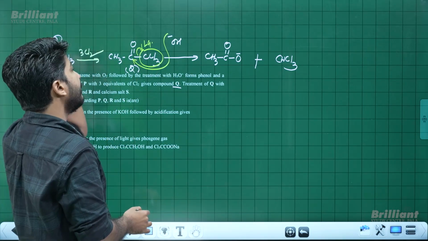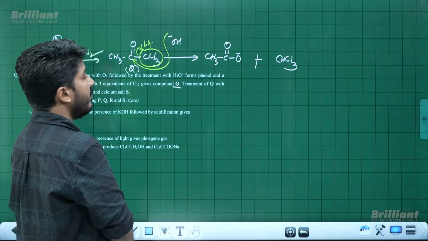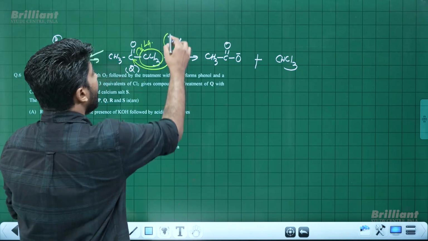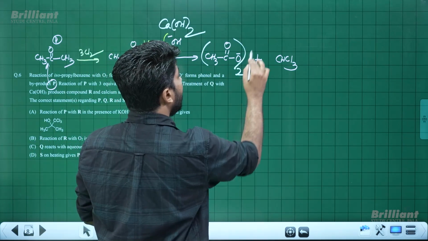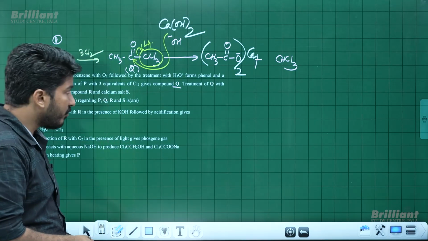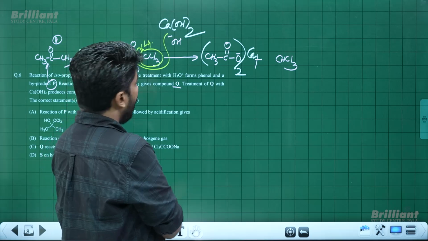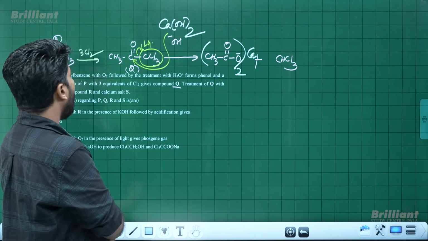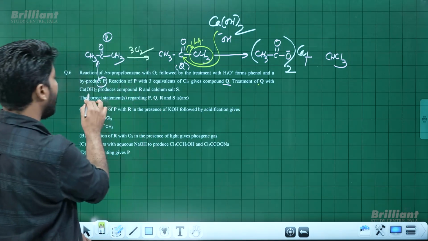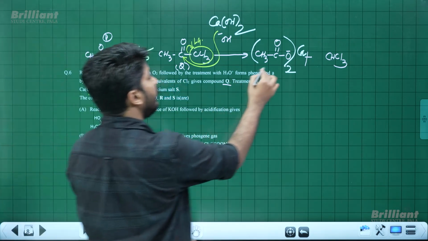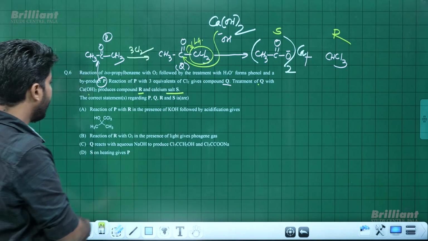So it is a characteristic reaction of the carbonyl group, an addition-substitution, addition-elimination reaction. Okay, now since we are using calcium hydroxide, Ca(OH)2 is the OH minus donor, therefore we are going to get calcium acetate. If we are doing a sodium hydroxide reaction, we will be getting sodium acetate, right? Okay, now we got the next set of products. Let's see what name is given to them. Q with calcium hydroxide produces R and a calcium salt, which is called S, and chloroform is called R. Okay, so we are done with the reactions.